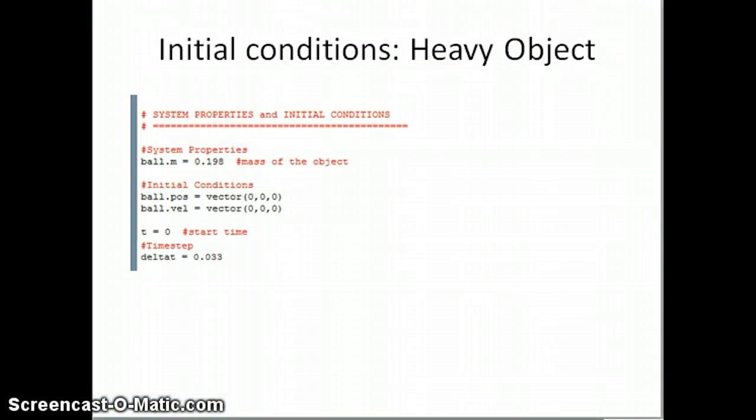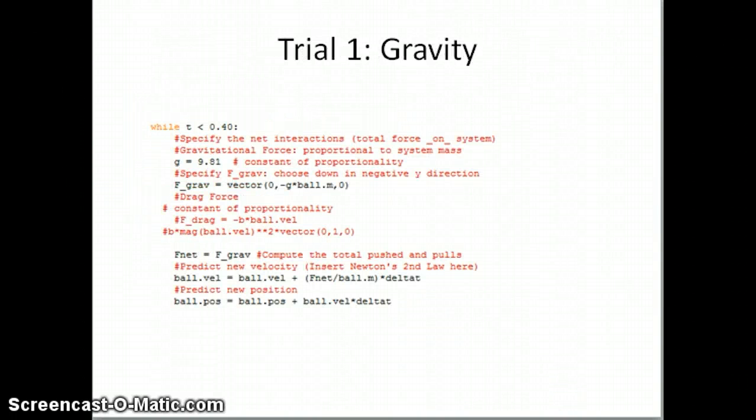I took this data and created a computational model in VPython. My start time was 0 and my time step was 0.033 because that was the time step used in Tracker. My initial position was at the origin because that's where I decided to place the origin. My initial velocity was 0 because my object began at rest. The mass of my object was found to be 0.198 kilograms. Now on to the while loop.